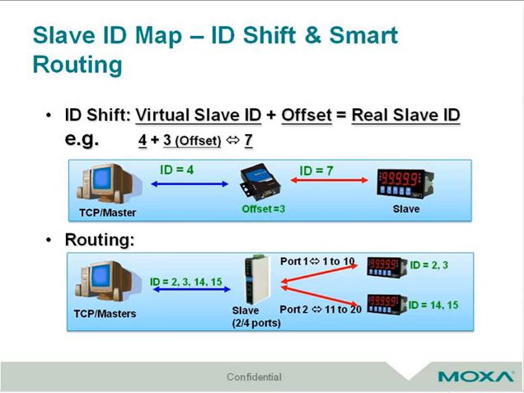Routing. The routing concept is designed for the multiple-port MGates like the 2 and 4 port models. When multiple slave devices that have unique slave IDs connect to the serial ports of the multiple-port MGate, the MGate will need a way to send the request from the master out the correct serial port. The solution would be to define the slave IDs that are connected to the serial ports in the slave ID map.